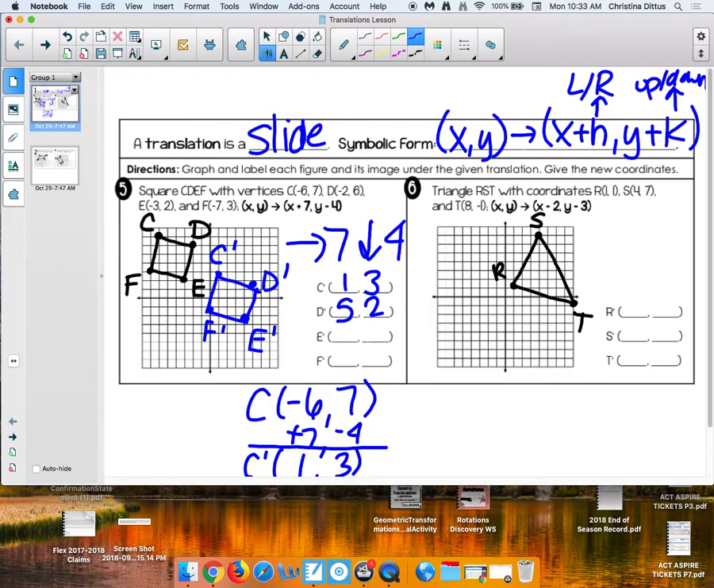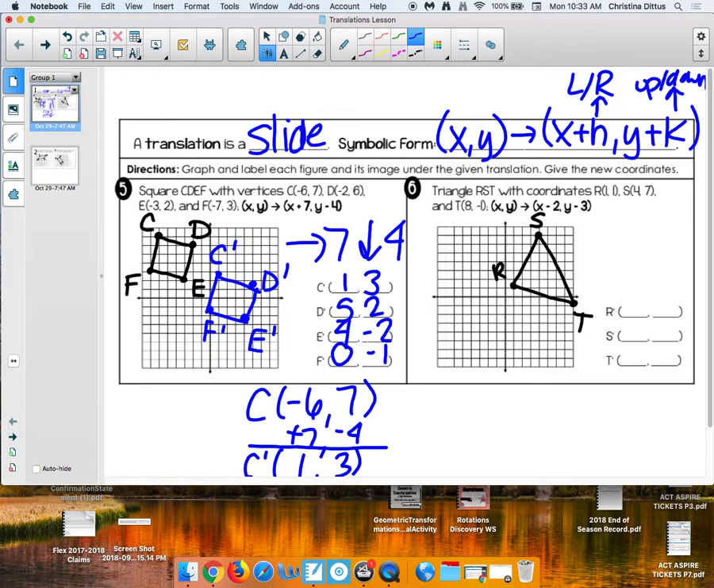How about E's coordinates? What should that look like? 4, -2. And how about F's coordinates? -1, 0. Other way around. Oh, 0, -1. There you go. Any questions there?